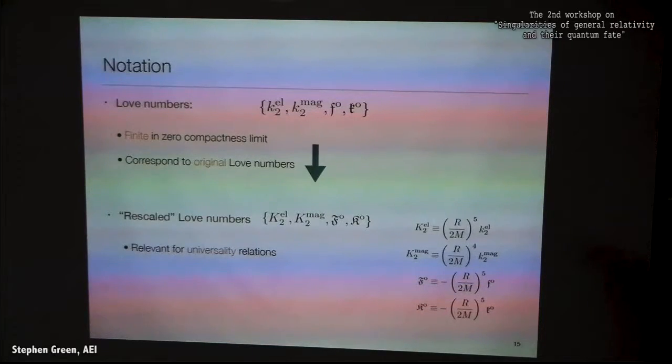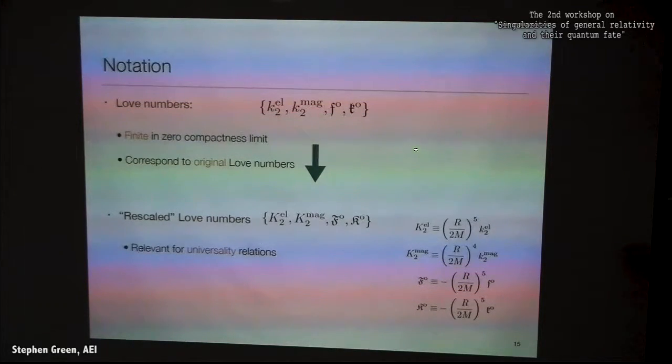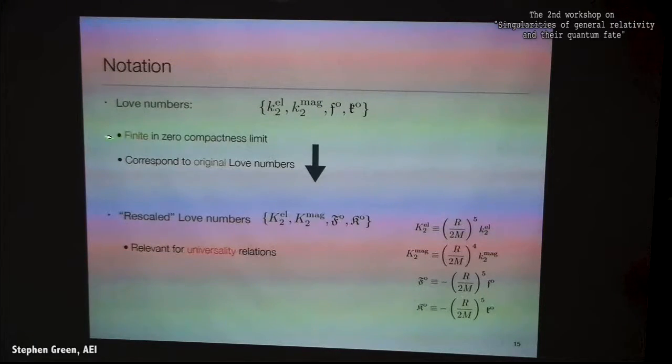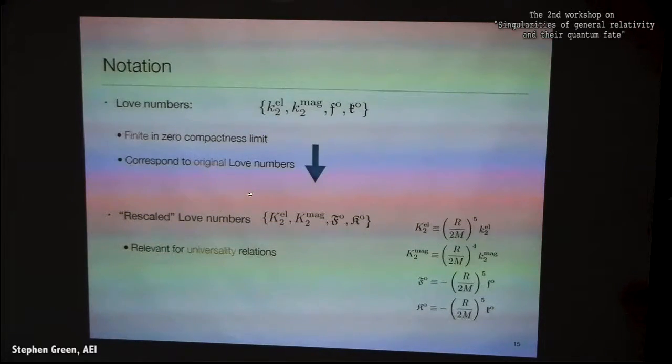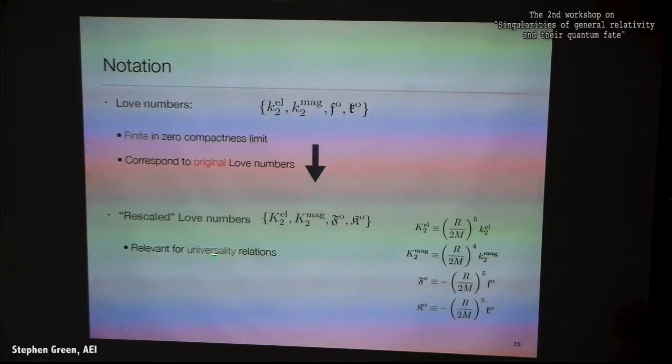Anyway, just a word on notation, which is that I've written these love numbers here with these small letters. These are what we call love numbers. They're nice because they're finite in the zero compactness limit, and they correspond to the original love numbers as they were originally defined. But it's also very useful to use these rescaled love numbers that I'm going to denote with the capital letters, because these are the ones that are relevant for the universality relation.